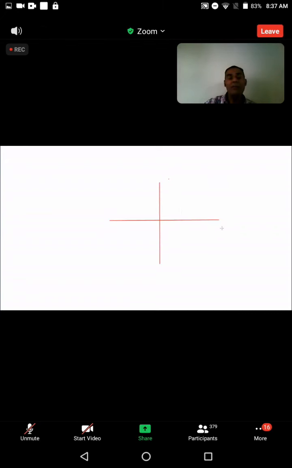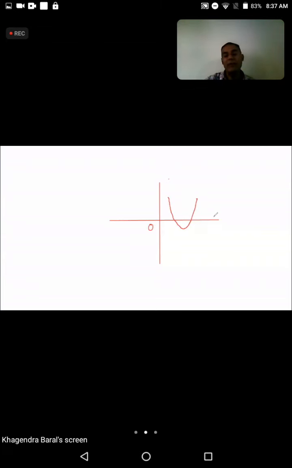Okay, maybe the graph is like this. Okay, it is the parabola that opens upward. It is the graph of a quadratic function. Okay, x y axis, and it is the graph of the quadratic function in the form y is equal to ax square plus bx plus c, where a is not equal to 0. It is the graph of a quadratic function.